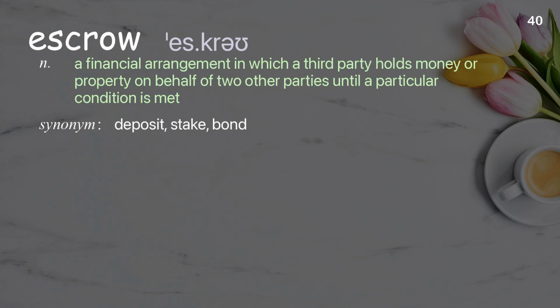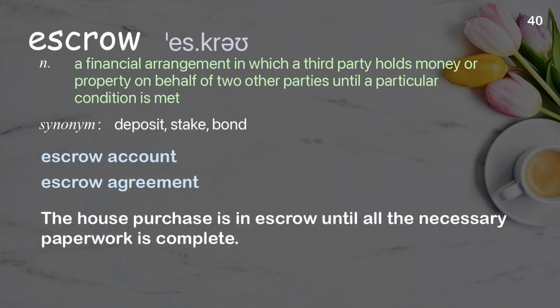Escrow: A financial arrangement in which a third party holds money or property on behalf of two other parties until a particular condition is met. Examples: Escrow account. Escrow agreement. The house purchase is in escrow until all the necessary paperwork is complete.